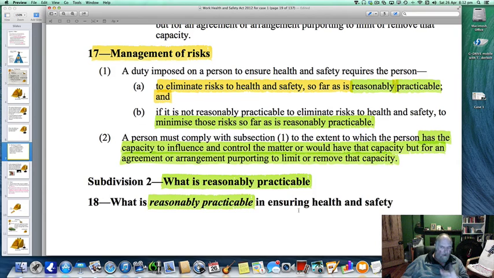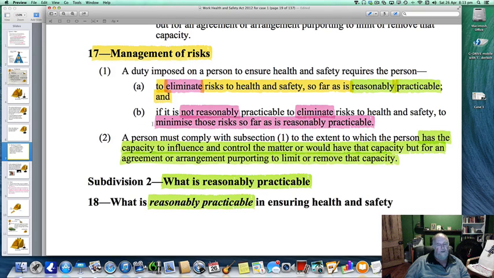Now, if it's not reasonably practicable to eliminate the risk, see the difference here? So you've got eliminates here. If it's not reasonably practicable to eliminate the risk to health and safety, I'll give you an example of that in a minute, to minimise those risks so far as it is reasonably practical. They have to minimise the risk so far as it is reasonably practical. Now, what would you envisage that might be?